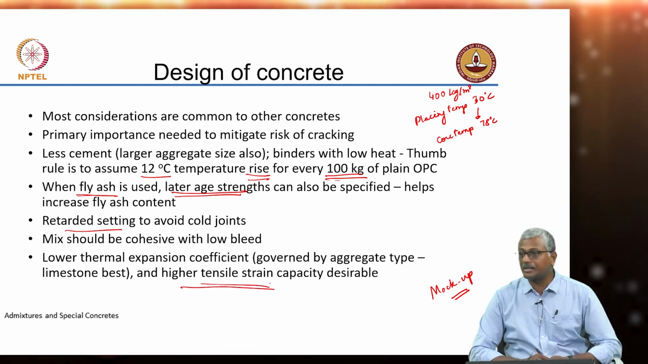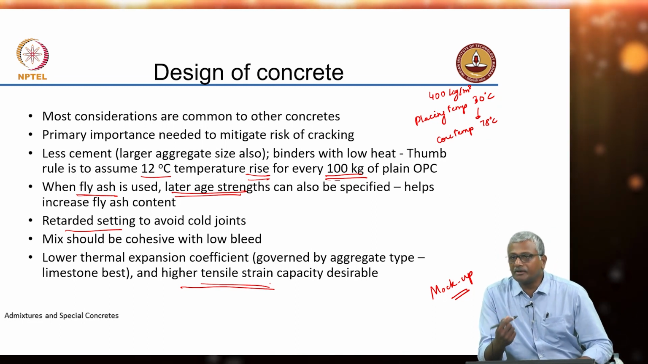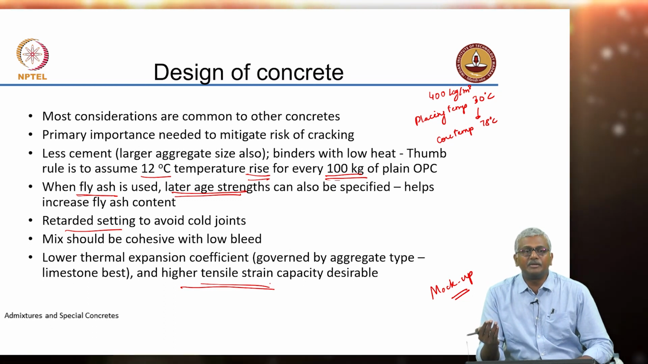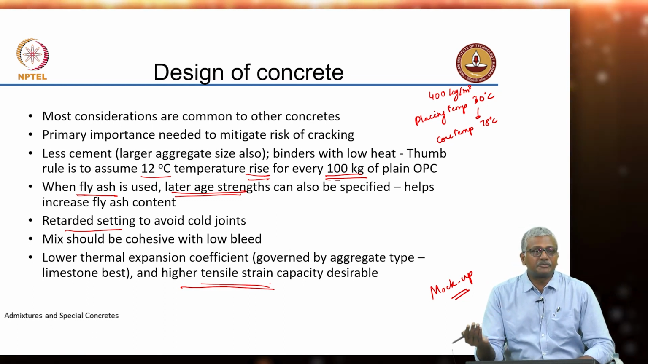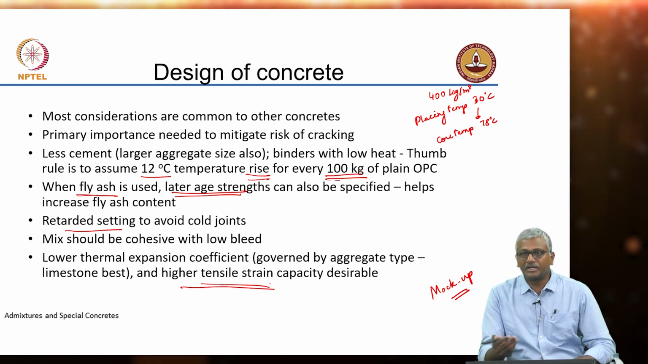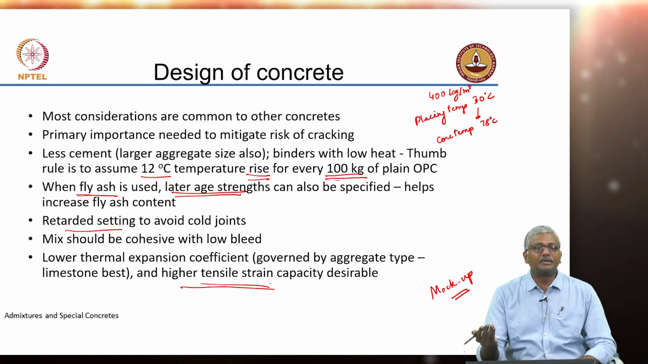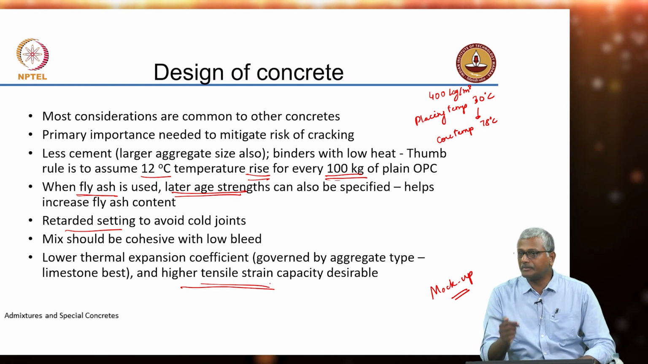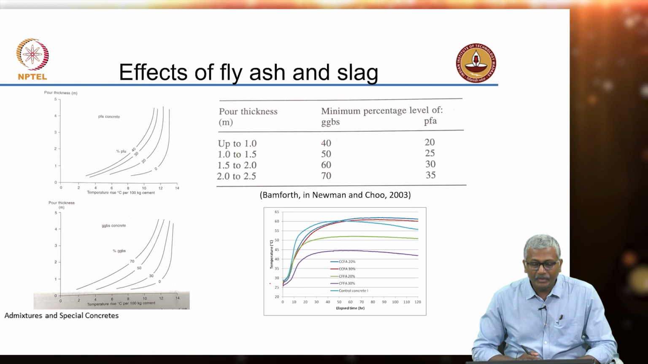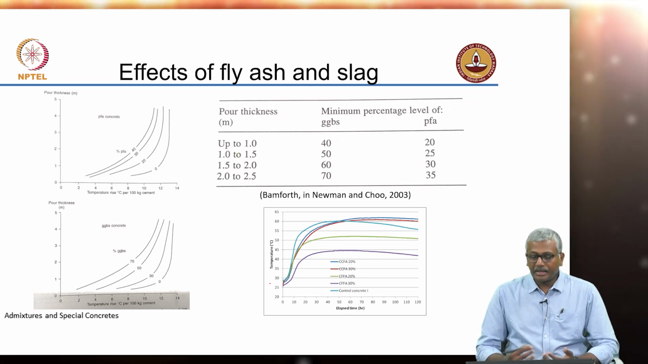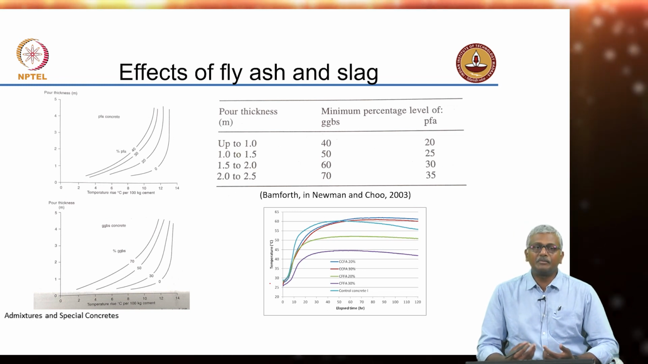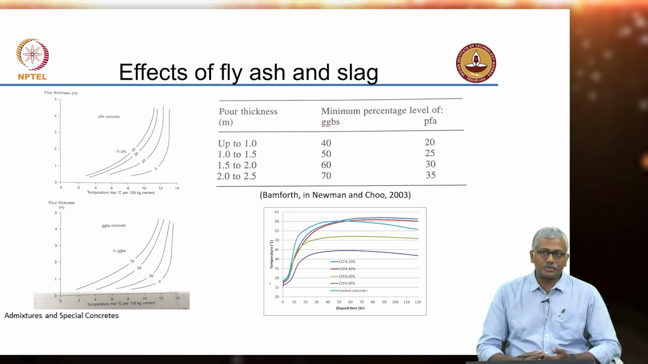And higher tensile strain capacity. Now, of course, that we do not have much of a control on. Tensile strain capacity will be determined primarily by the modulus of rupture of your concrete. That will again depend on the mix design, again depend on the grade of the concrete, right. All of those factors will determine your tensile strain capacity. Now, again, needless to say, when you use fly ash or slag, you get extremely beneficial conditions for mass concreting.